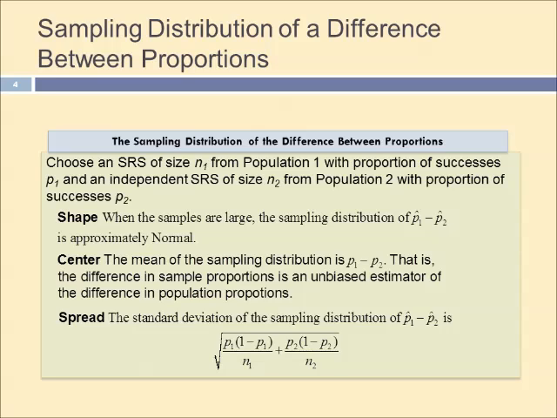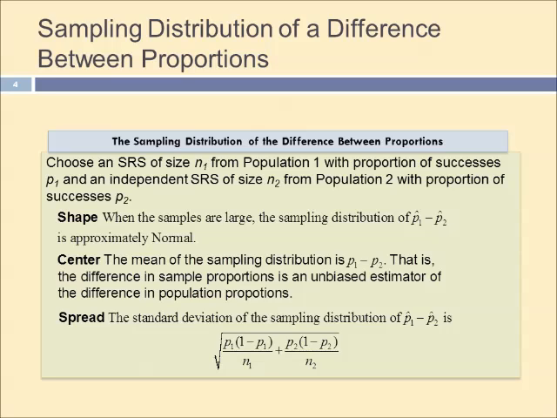Now, to talk about the sampling distribution of a difference between proportions. So if we choose a simple random sample of size N1 from population 1 with proportion of successes P1, and an independent simple random sample of size N2 from the second population with a proportion of successes P2. The shape of this distribution: when the samples are large, the sampling distribution of P hat 1 minus P hat 2 for two different samples is approximately normal.